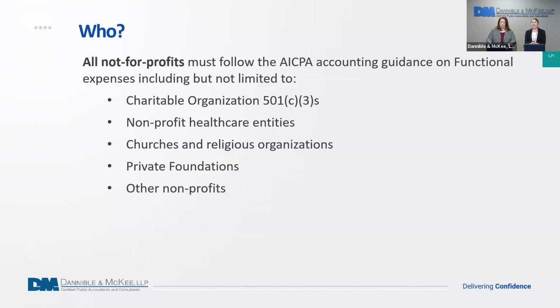So let Peggy get into the who of functionals. The who. Okay, so all nonprofits must follow the FASB accounting guidance on functional expenses, including but not limited to charitable organizations, 501(c)(3)s, nonprofit healthcare entities, churches and religious organizations, private foundations, and other nonprofits. So there was, I don't know how many years ago it was, that the FASB put out guidance. The functional statement was not a required statement for all entities, but they thought it was important enough and made it a requirement for just about every nonprofit organization.